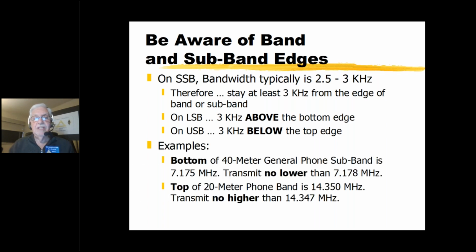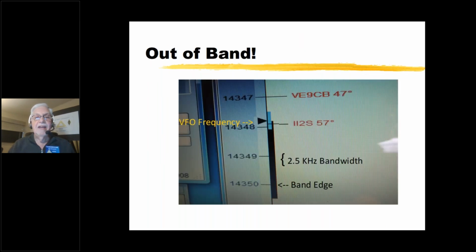So how does this work? Let's take a look. At the bottom of the 40 meter general phone band, the bottom is 7.175 megahertz. So you have to set your VFO to transmit no lower than 7.178, else the 3 kilohertz bandwidth will put you outside the band. The converse of that, when you use upper sideband, let's say on the very top of the 20 meter phone band is 14.350 megahertz. You want to set your VFO to transmit no higher than 14.347, otherwise you'll be outside the band. And here's an example of that.